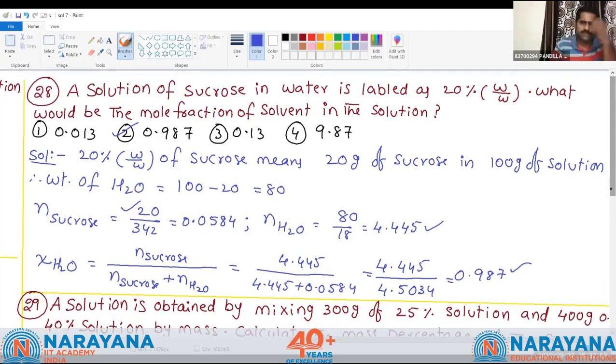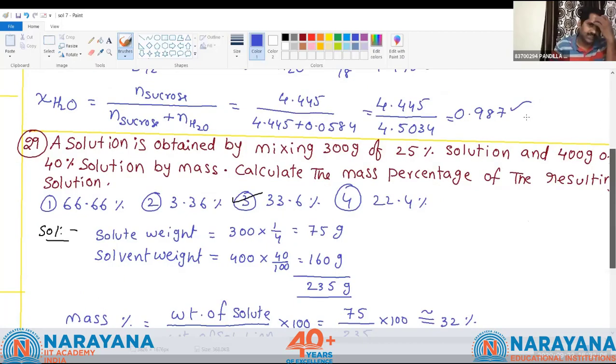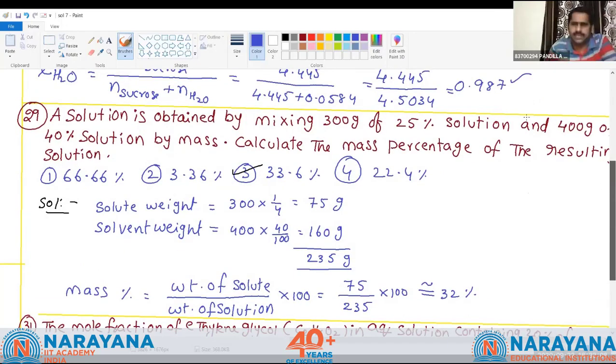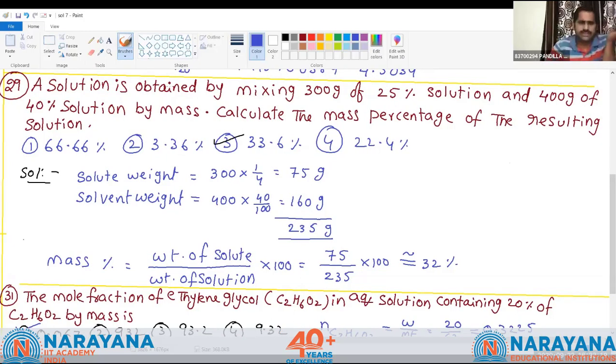Now the next one, 29th question, please observe students. A solution is obtained by mixing 300 grams of 25% solution and 400 grams of 40% solution by mass. Calculate the mass percentage of the resulting solution. Here we mix 300 grams of 25%. Solute weight is 300 into 1 by 4, we got 75 grams. For the second, 400 into 40 by 100, we got 160. Total weight is 235 grams. So mass percentage is weight of solute by weight of solution into 100, 75 by 235 into 100, approximately 32%. The nearest answer is 33.6.